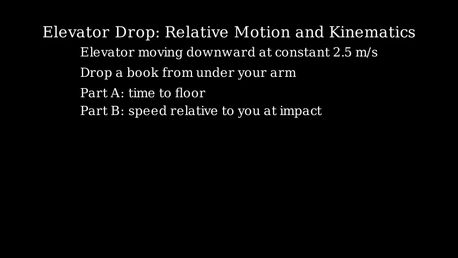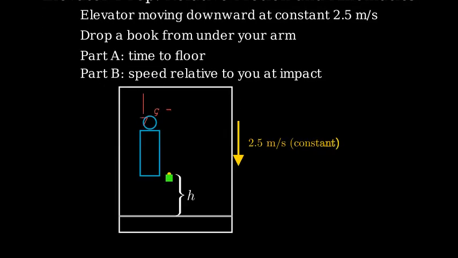The elevator is moving at a constant speed, so there is no extra acceleration from the elevator itself. Let's draw a clear picture. We'll show the elevator car, your arm level, the floor, and the book. The elevator speed is constant, so we can safely analyze the motion in the elevator frame. In that frame, the floor is at rest under you, and the book accelerates downward due to gravity only.